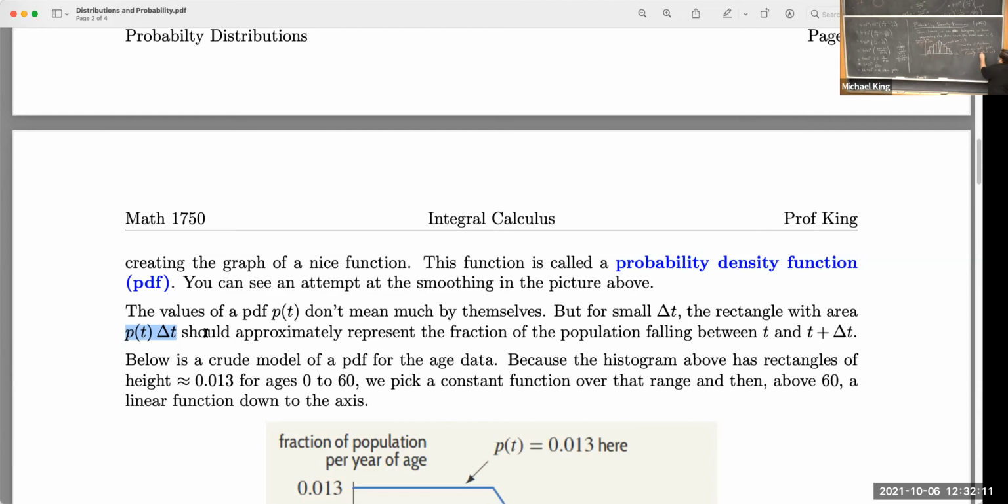Usually smoothed out. And then, like I said, P of t itself, did I stop the share? I never stop the share. Please remind me to share the screen when I should.